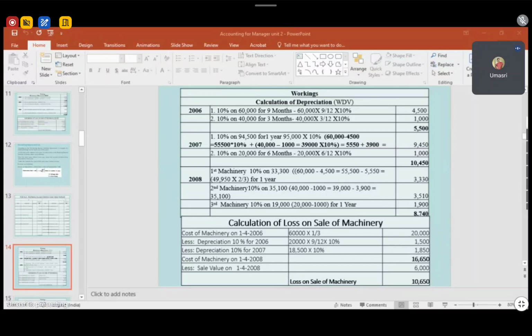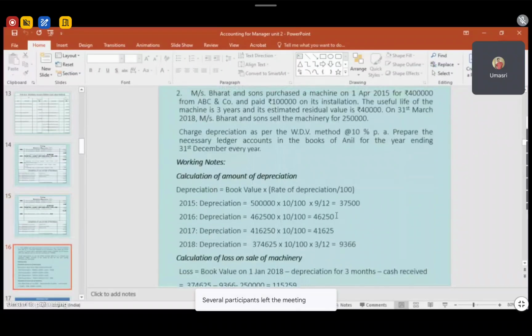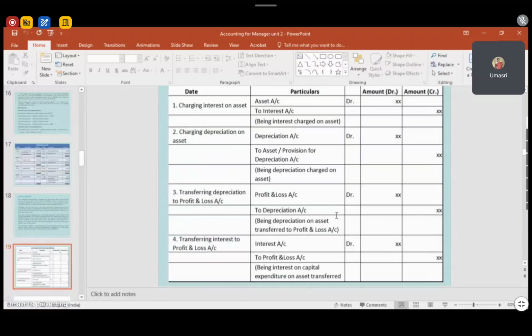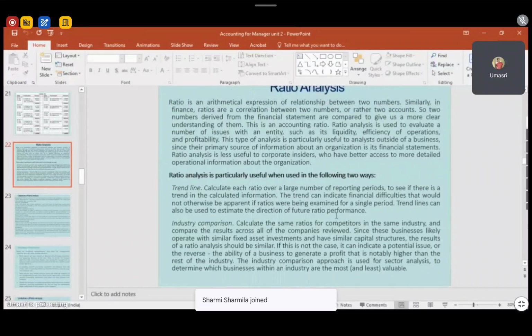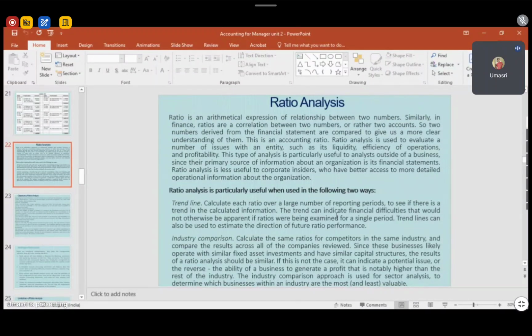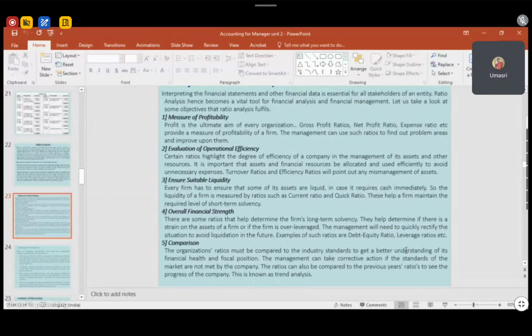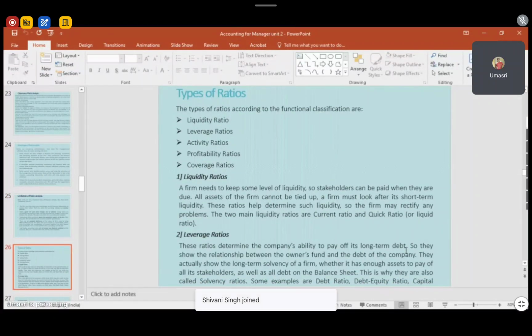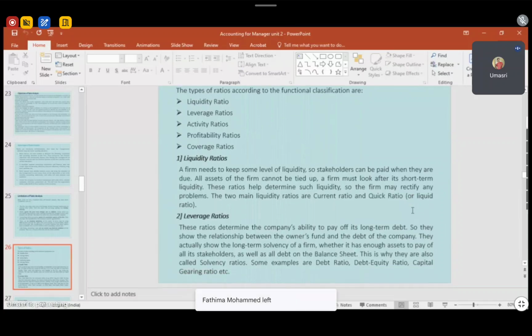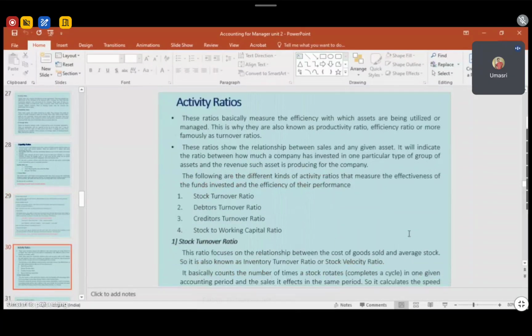Last class, what we have studied? Yes, anybody? Marginal cost, ma'am. After completion of marginal cost, I think I started some ratio analysis, right? I have explained some ratios basically, and then current ratio, how to do it, all these things I told, no?